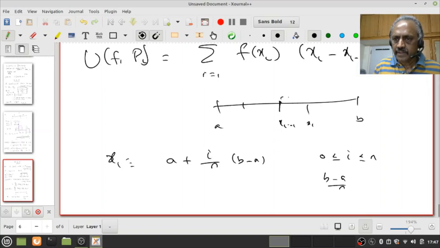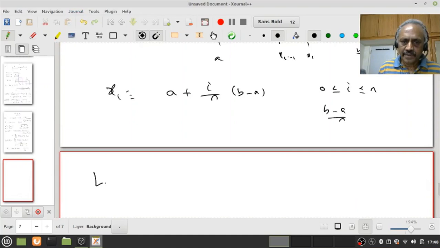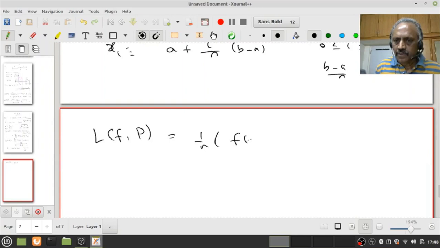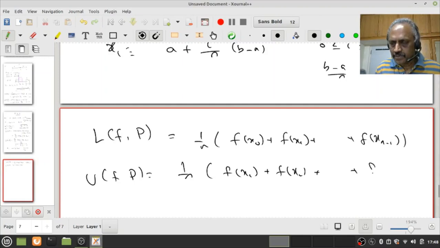If that is the case, I have a much simpler formula for L of f, P. For this kind of partition, the factor 1 upon n is common. Therefore, I get 1 upon n into f of x0 plus f of x1 plus up to f of xn minus 1. And U of f, P will again be 1 by n into f of x1 plus f of x2 plus up to f of xn. Do you understand this? You see that?